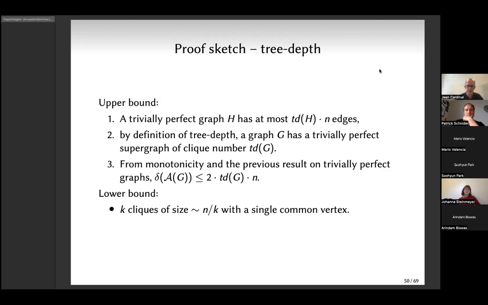So this is a quick way to get this result, and this result is tight with a simple example, which is k cliques sharing one vertex. By varying k, you can control the tree depth. It can be essentially any function of n you want, and you get exactly the matching lower bound up to a constant factor. So this is a tight characterization of the diameter as a function of tree depth.